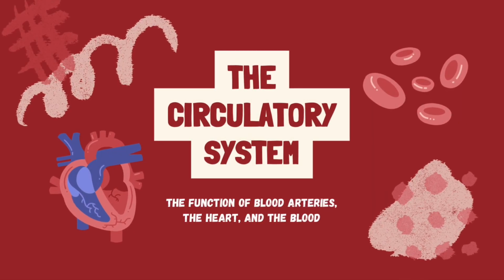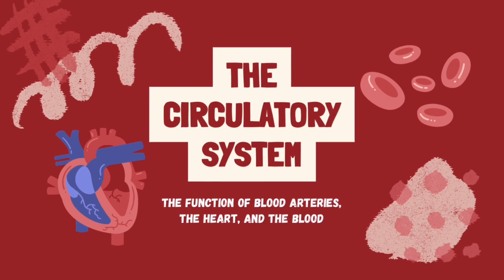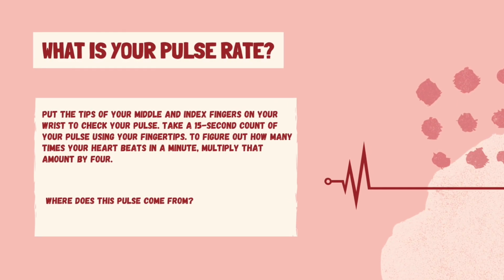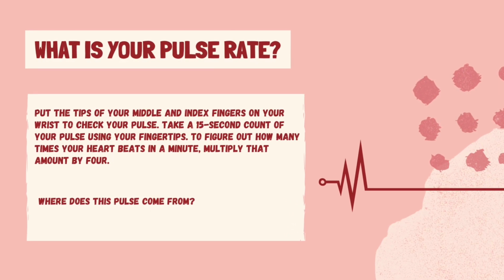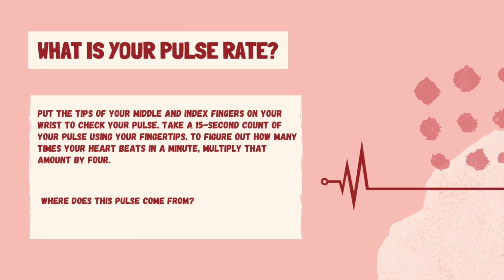The circulatory system. The function of blood vessels, the heart, and the blood. What is your pulse rate? Put the tips of your middle and index fingers on your wrist to check your pulse. Take a 15-second count of your pulse using your fingertips. To figure out how many times your heart beats in a minute, multiply that amount by 4.